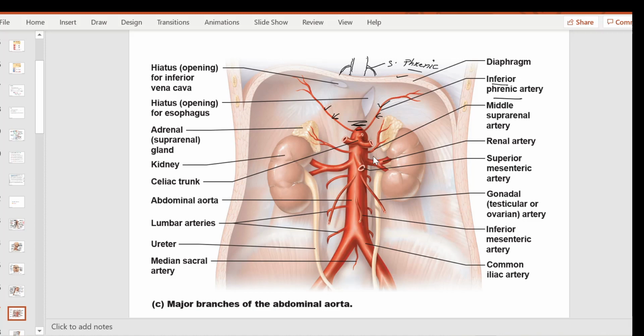Since these are coming from above, they are superior. These are going from below. These are inferior phrenic. And then you have a trunk, a short broad artery. This is called the celiac trunk. And celiac trunk gives three branches. You see here, 1, 2, 3. One is going to the liver, that is the hepatic.